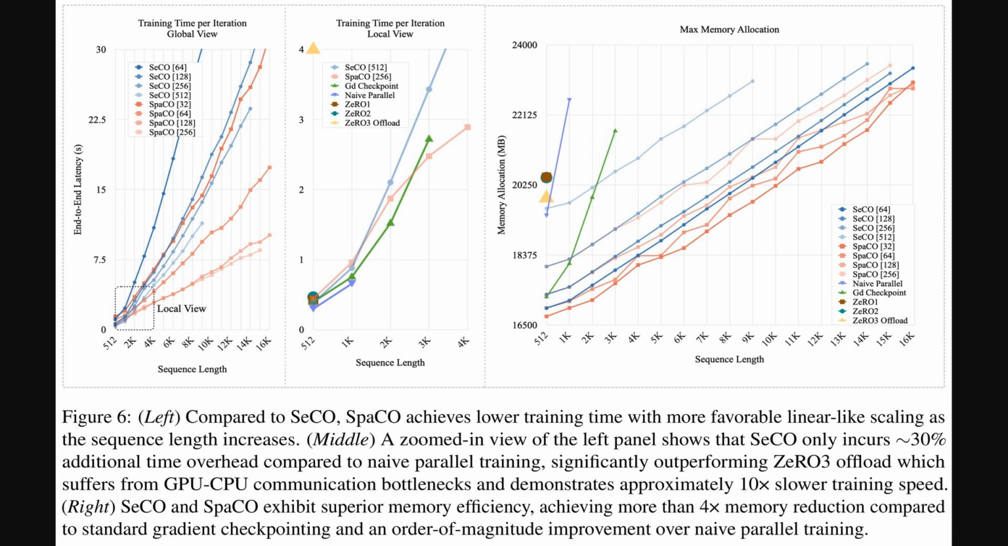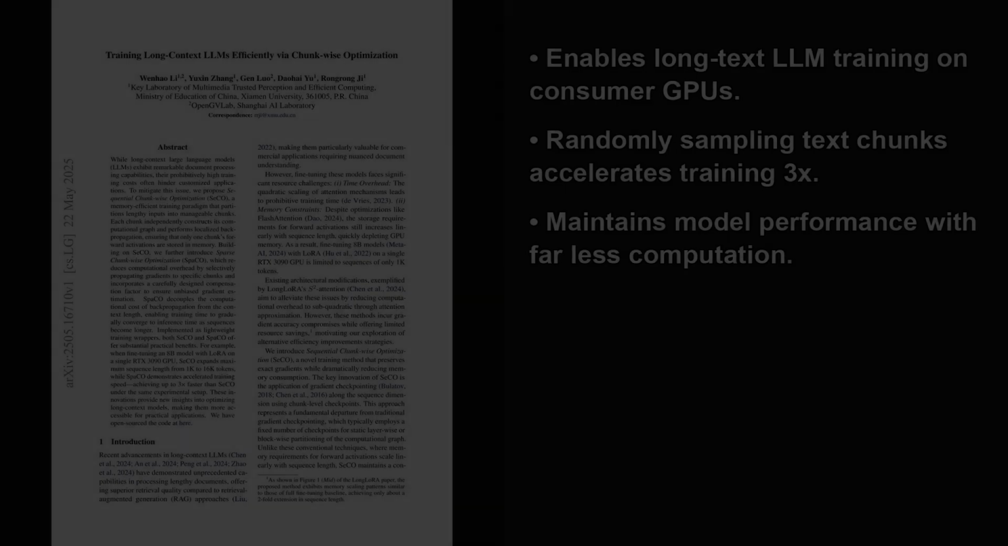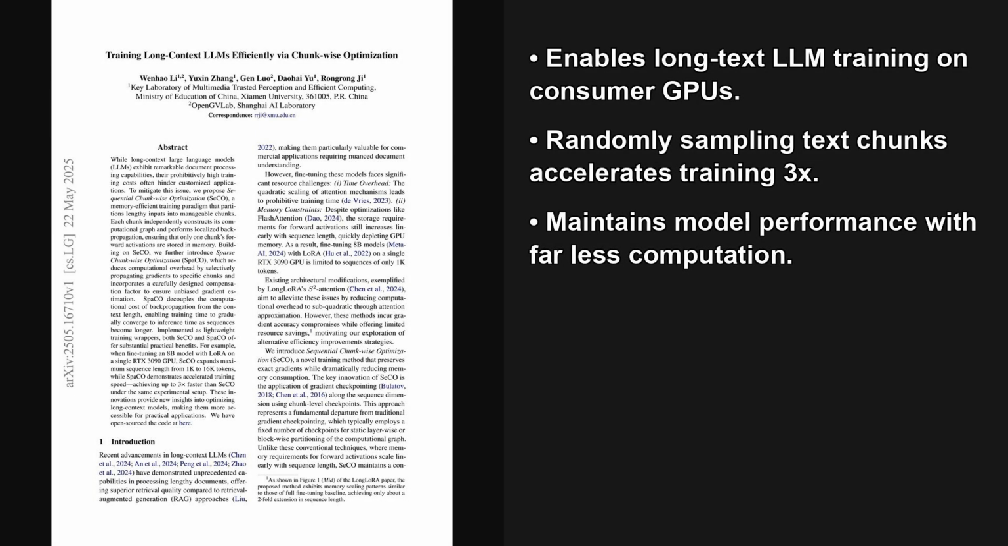And all that clever theory behind sparse chunkwise optimization, the random sampling and compensation, really pays off when you look at the performance benchmarks. These charts compare it against sequential chunkwise optimization and other methods. On the left, we're looking at training time, or what they call end-to-end latency. The red lines for sparse chunkwise optimization are much flatter than the blue lines for the sequential method, meaning it's significantly faster as sequences get longer. Then on the right, we see memory allocation, and again, both new methods are far more efficient than older techniques like ZeRO-3 offload. When you put it all together, the performance gains are really impressive.